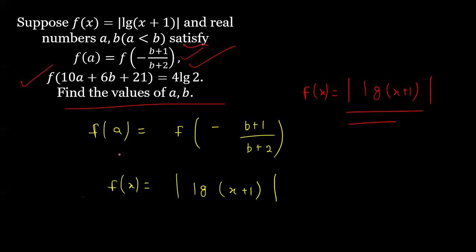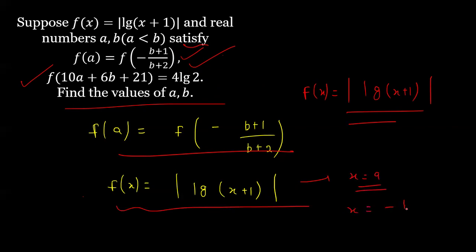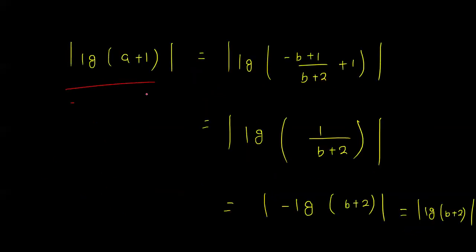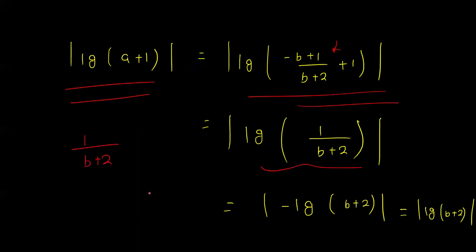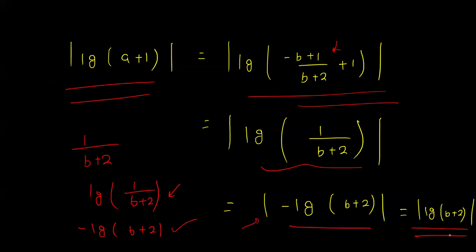And this condition is given, so you can put x is equal to a in this and x is equal to minus of b plus 1 divided by b plus 2 in this. So you can then equate these both. You can simplify this is equal to 1 divided by b plus 2, so it will become this. You know that log of 1 divided by b plus 1 is equal to minus of log of b plus 1, and log of 1 divided by b plus 2 is equal to this minus, but you are taking mod, so it will become this.